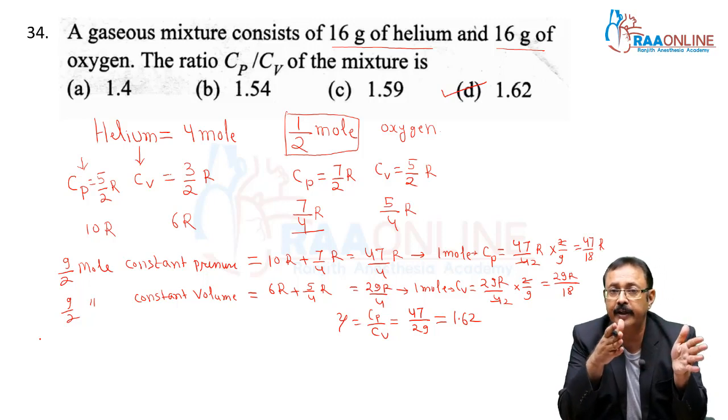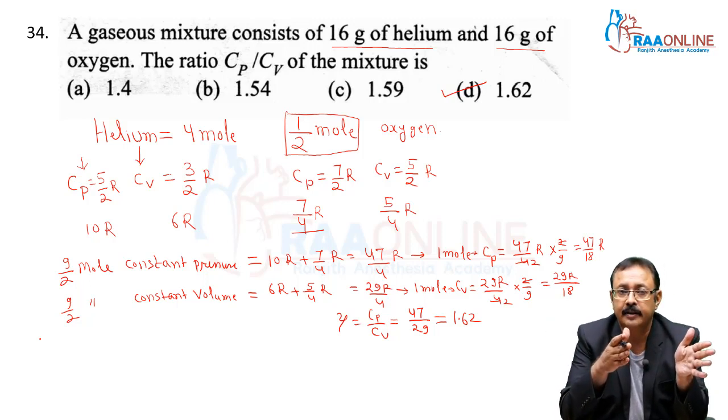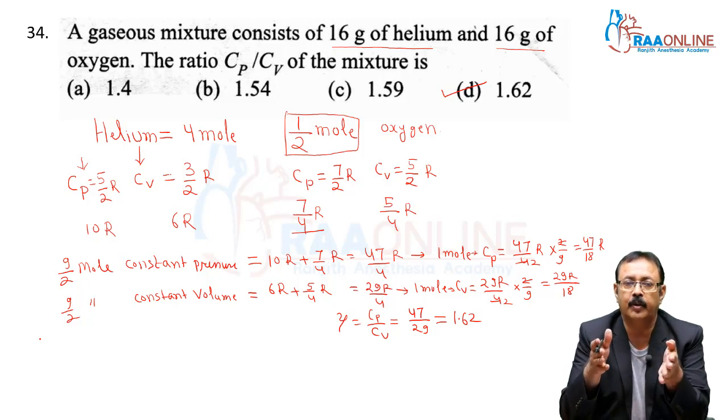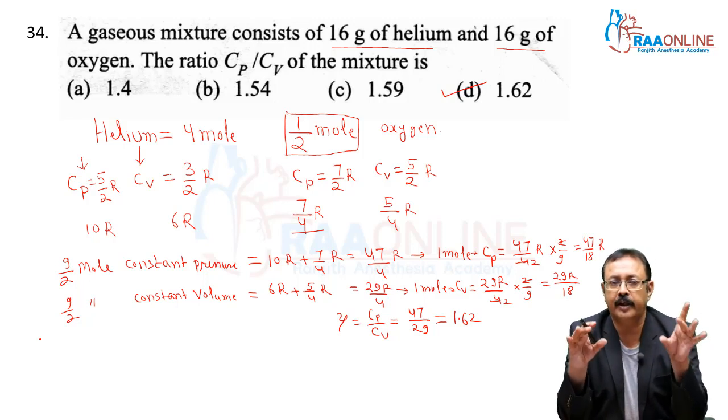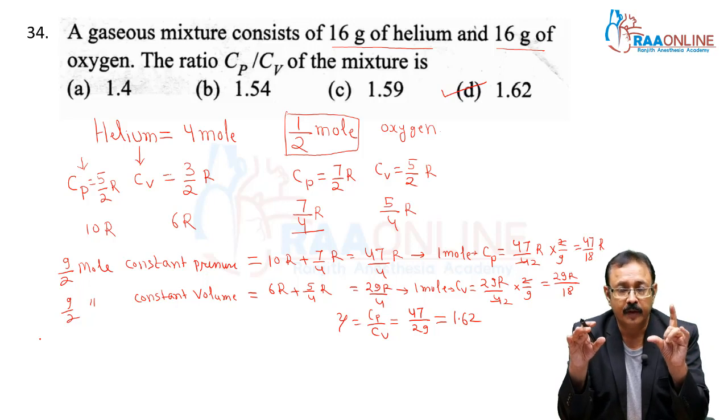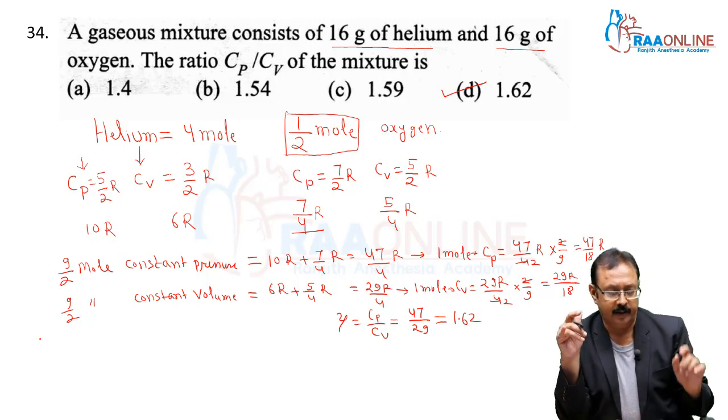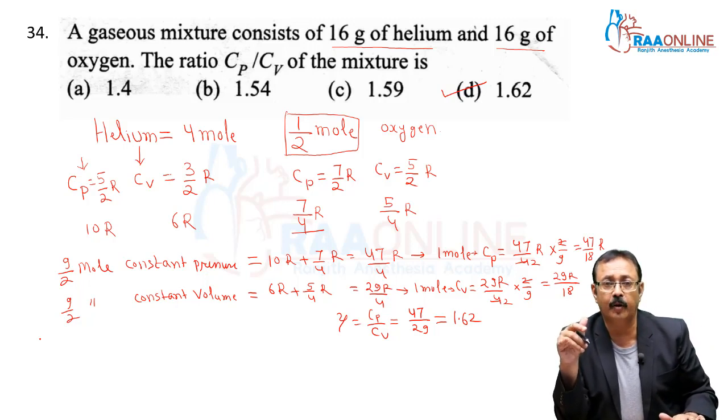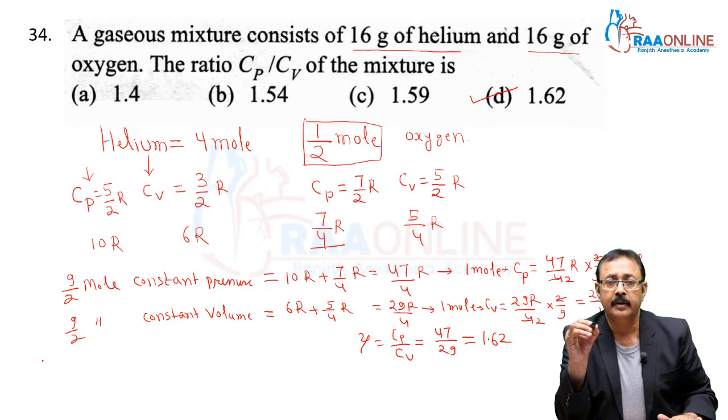They need different energies to raise the temperature by the same amount at constant pressure and constant volume. We calculated that amount. By that we were able to calculate gamma for the mixture. Take care of this, very important for your competitive exam. It is a problem for rankers.